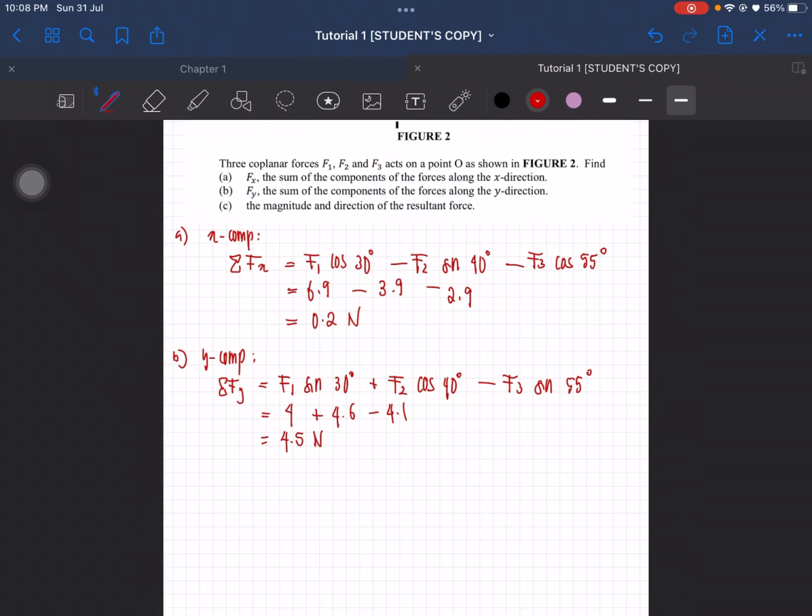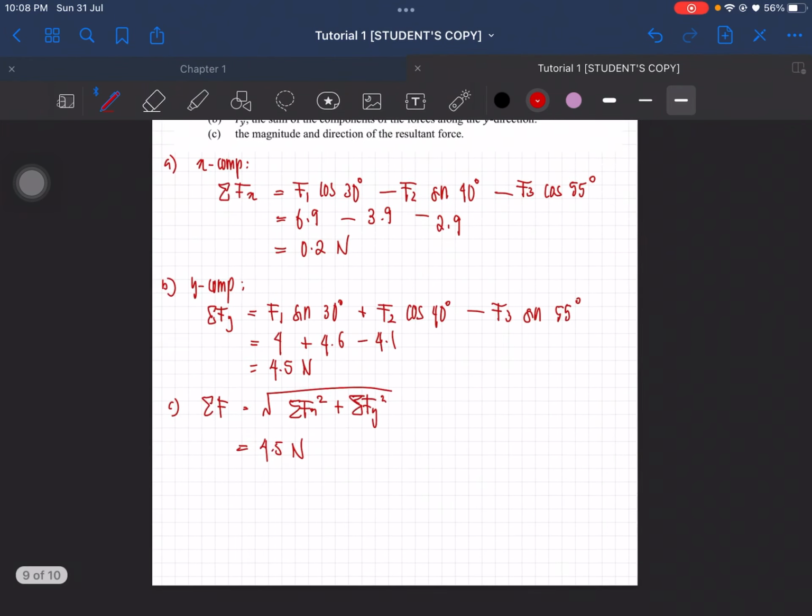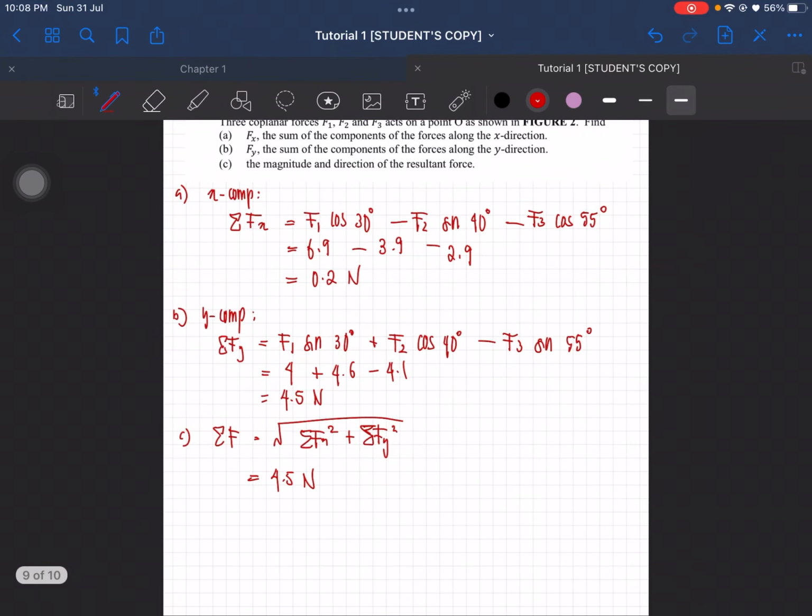Now for the magnitude of the resultant force, you're just going to use total force equal to the square root of the total force at component x and y. So this will give you 4.5 Newton. Okay, and then for the direction of the resultant force, again you will just use shift tangent Fy over Fx. This is the total.